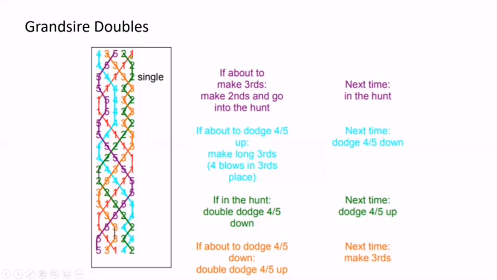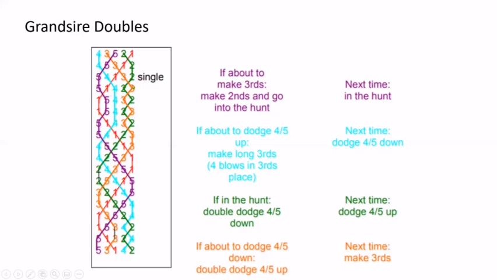Now, the ones that are different: the bell that was going to be unaffected, it was going to make thirds, makes seconds at the single, leads again, and goes into the hunt. So lead, seconds at the single, lead, has gone into the hunt. And this bell, the one that would have gone up to 4/5 up, does 4 blows in thirds, and that's backstroke, handstroke, backstroke, handstroke, and in.